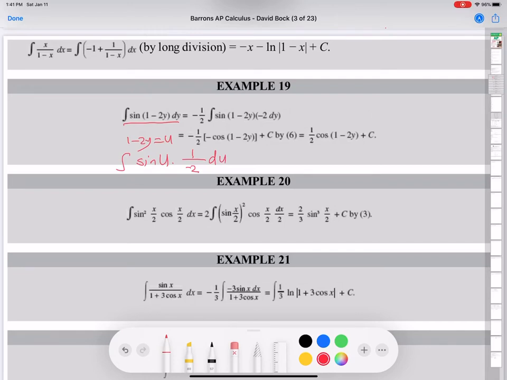You don't have to cross out anything because u part is a linear function. A linear function's derivative is always a number, a constant. That's why I can use U-substitution anytime if u part is a linear function. -1 over 2 is just the coefficient, right? Sine's integral is negative cosine. So negative cosine u plus c. So negative negative is positive 1/2 cosine u. What was u part? 1 minus 2y, plus c. Okay, that is the final answer.